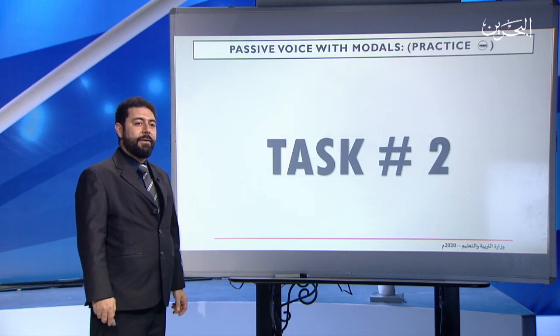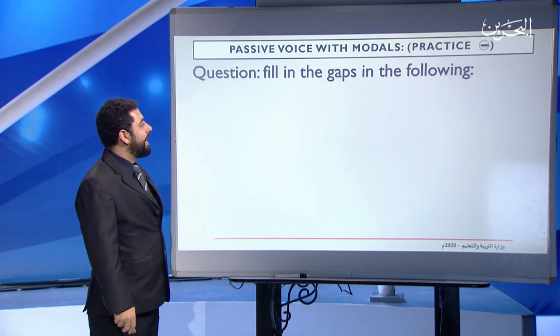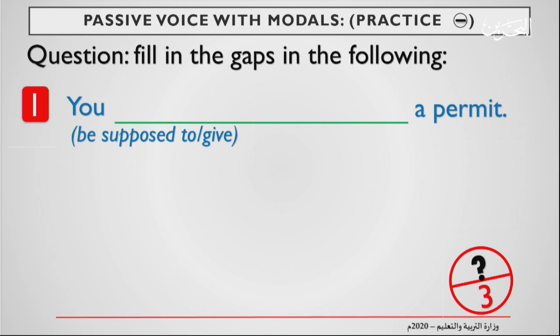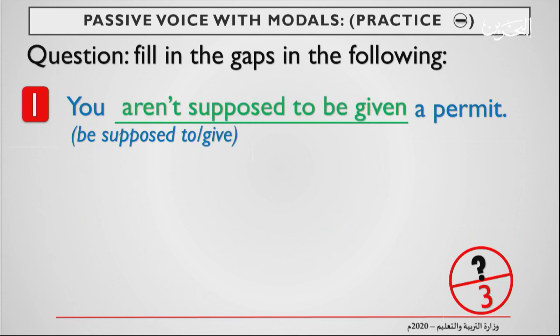All right, let's have a quick task. Fill in the gaps in the following, and you have a mark of 3. Number 1, you, gap, a permit, full stop. You have to use be supposed to, give, but this time as a negative sentence. Have 5 seconds. Okay, let's check the answer. The answer is you aren't supposed to be given a permit. You see, aren't is contracted. Are and not. All right, if you're correct, give yourself a mark.